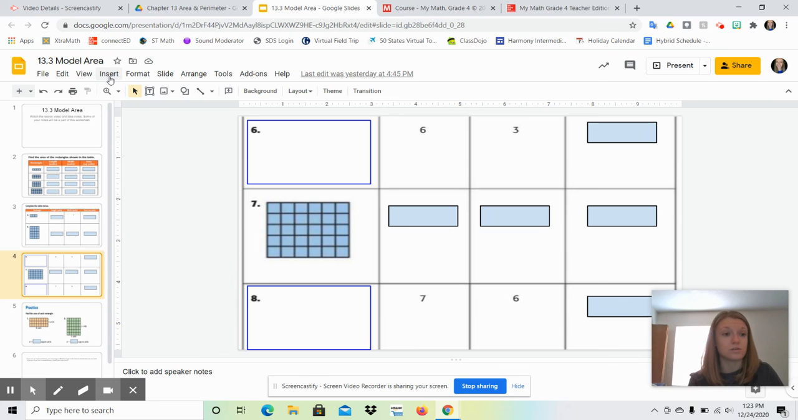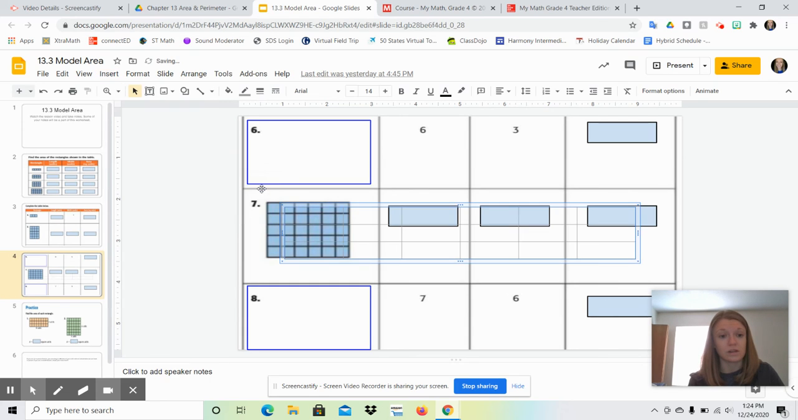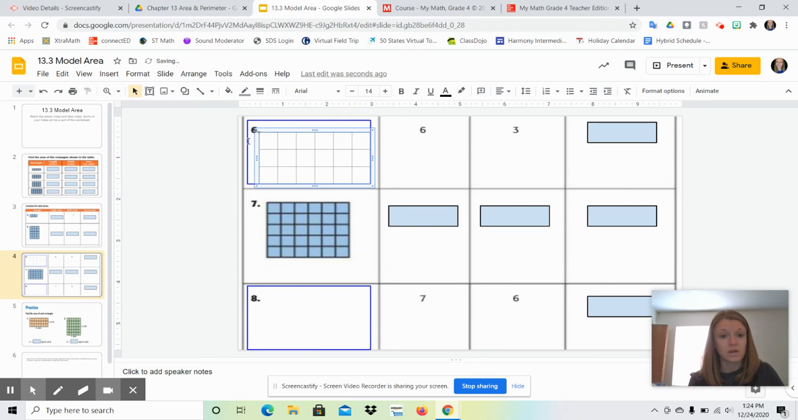So what you're going to do is you're going to click Insert. You're going to insert a table, and you can create these. So look, this is 6 in length and 3 in width. So I can click on that. Now it's going to pop up and it's going to be really big, but you can shrink it down to be the size that you need. Look at that. That's all you have to do to create your own little array.